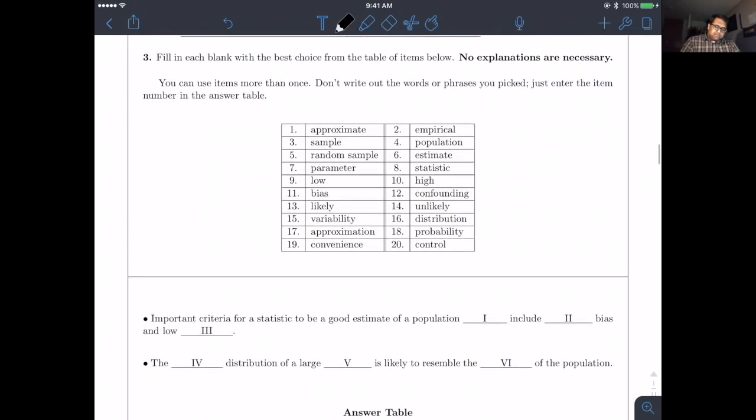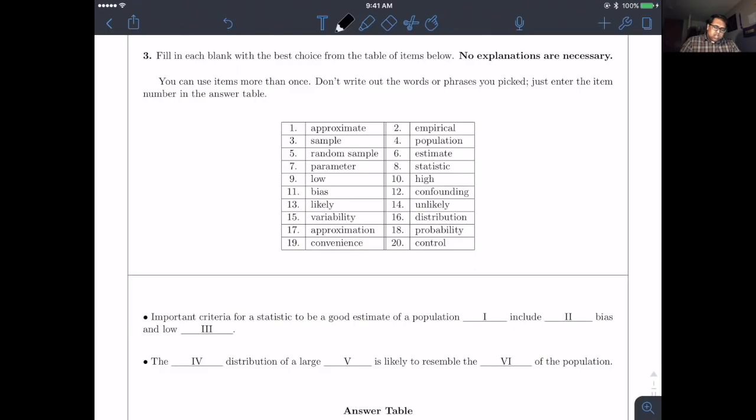Okay, so looking at the first sentence and the word bank that we have, let's try and figure out a word that could fit into our first blank, right? A statistic to be a good estimate of a population approximate, that doesn't really make sense. An important criteria to be a statistic of a good estimate of a population empirical doesn't really make sense. Population doesn't really make sense. Statistic to be a good estimate of a population statistic doesn't really make sense, right?